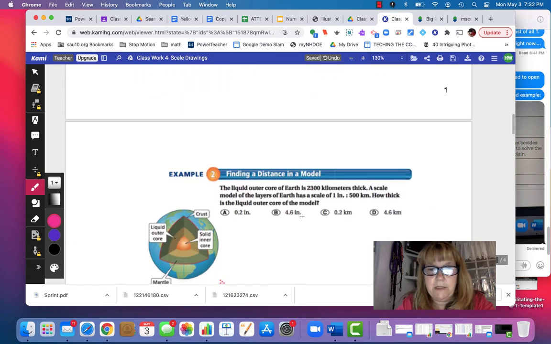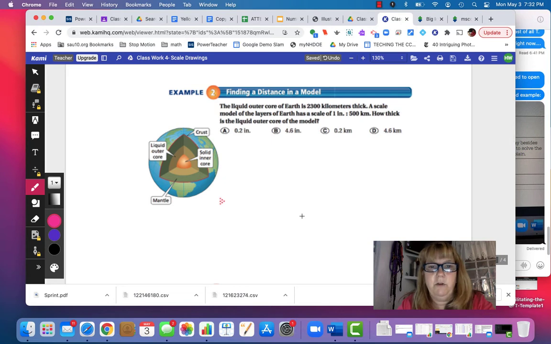All right, finding a distance in a model. This is a model of the Earth, and we use these all the time because we can't really get out and start measuring the Earth, and we can't create a real representation of the Earth because then you'd have two gigantic Earths. It doesn't make much sense. So we know that the scale is 1 inch to 500 kilometers. So 1 inch, the model or drawing, is always in the numerator, to 500 kilometers. And the real life is always in the denominator. So that has to equal something or other.